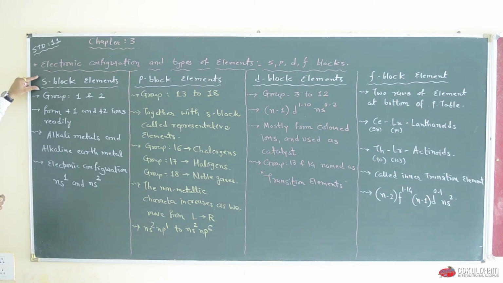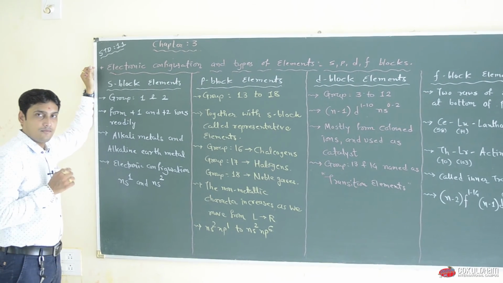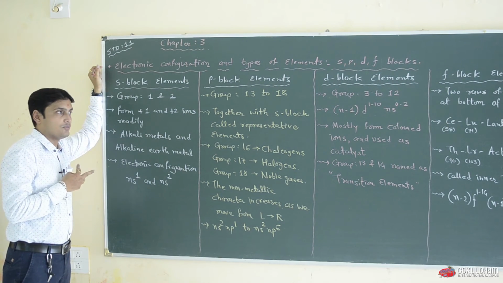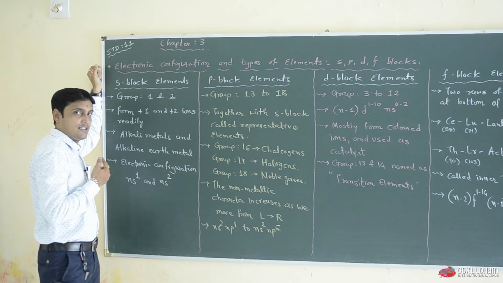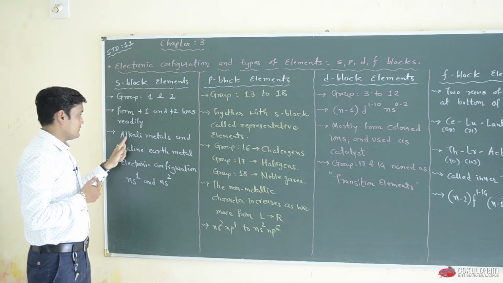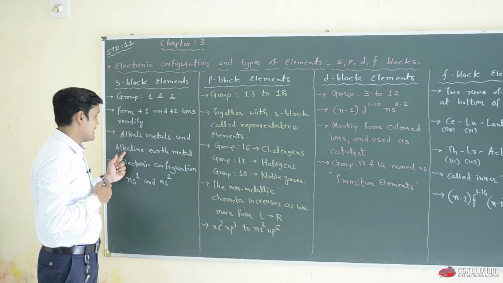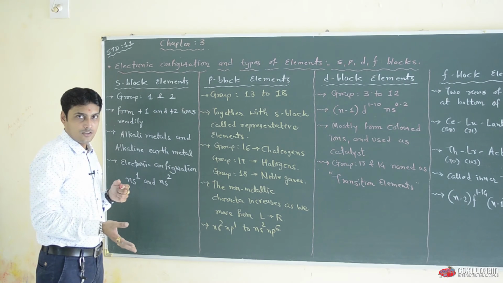Our first block is the s block elements. Group number 1 and 2, these 2 groups are known as s block elements. Group number 1 is named alkali metals, and group number 2 is known as alkaline earth metals, which come from the earth's crust.